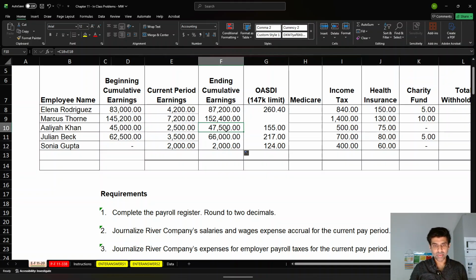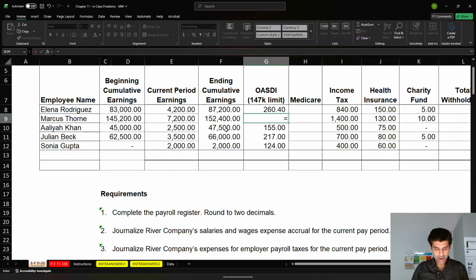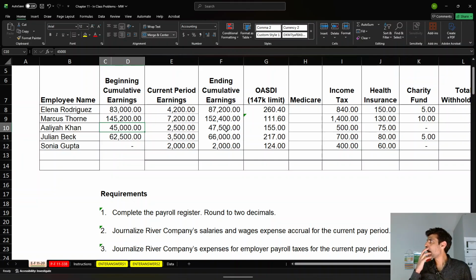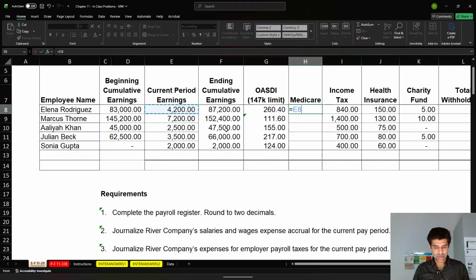Okay, so the OASDI amount here is again 147,000 minus this starting amount, and that times 6.2%. Okay, so hopefully everyone got that. Yes, no? Okay. Medicare, no income limit. It's just 1.45%, I even forgot.